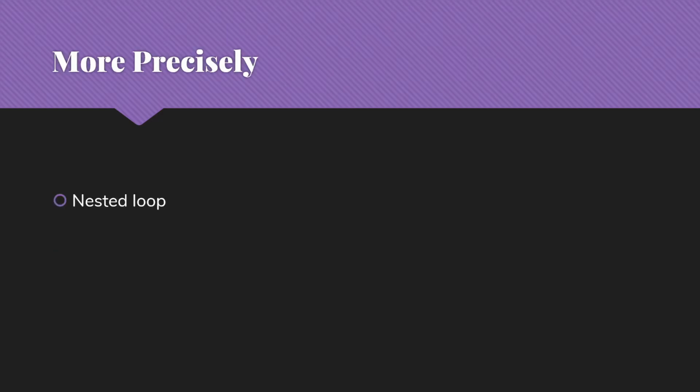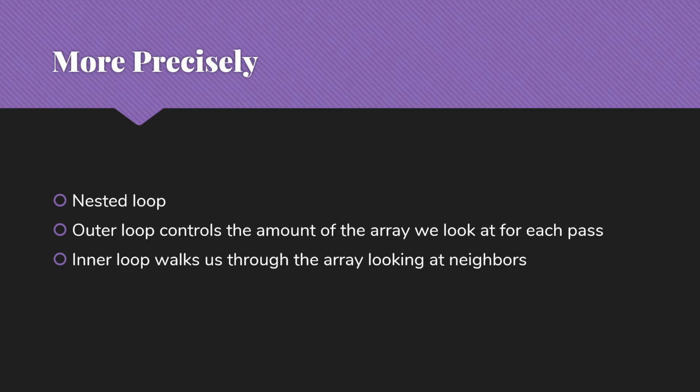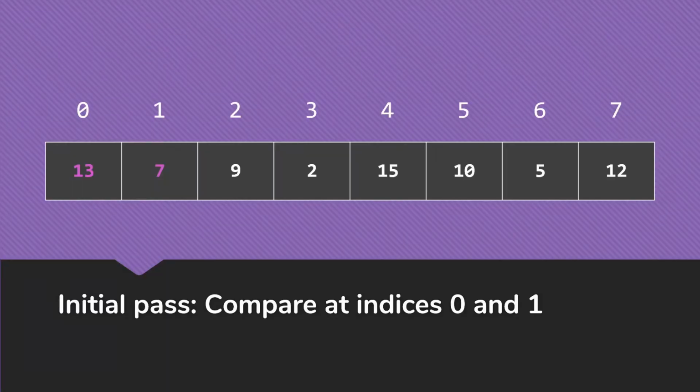A little more precisely, we're going to have a nested loop. The outer loop is going to control the amount of the array we look at in each pass, while the inner loop is going to walk us through the array, looking at these adjacent values to see if they need to be swapped. So let's see what this looks like with an example.